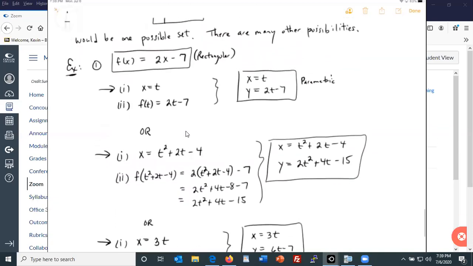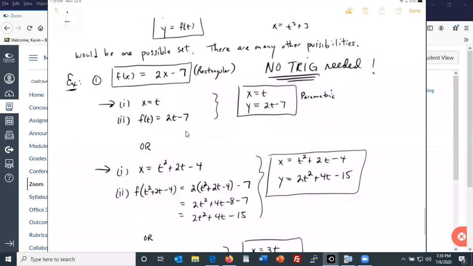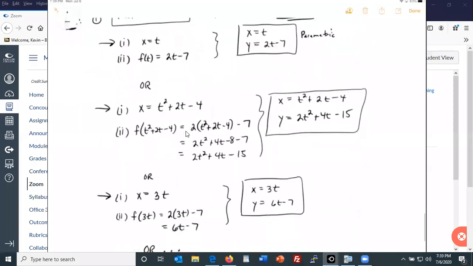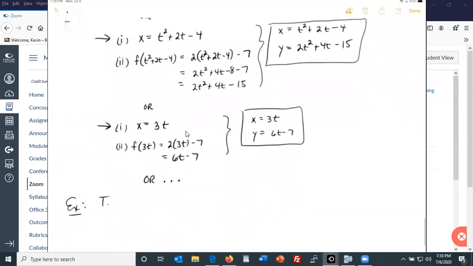So example number 1 here was no trig. No trig was needed for this problem. So the next example here is going to be where trig is needed.